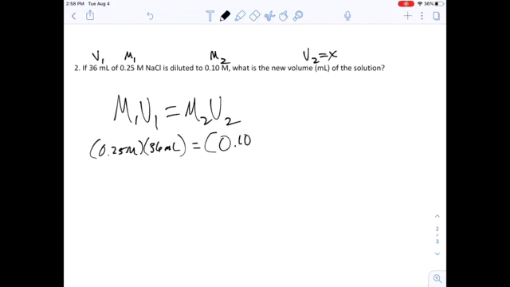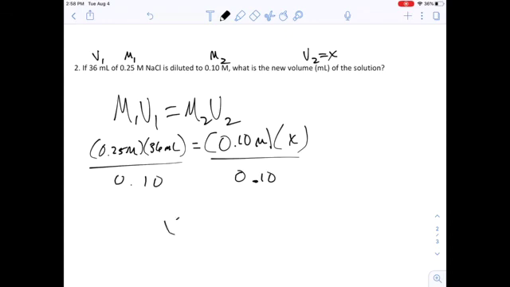So this is going to be 0.10 times X. Solve for X: divide this by 0.10, divide this by 0.10, and you should end up with X being equal to 90 milliliters.